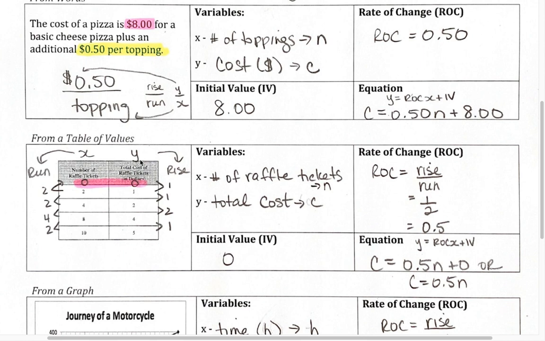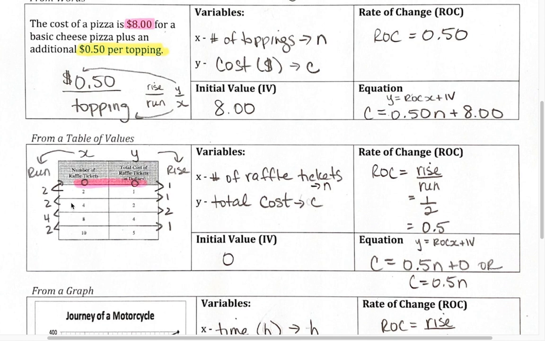So I know that in the table of values my rises are connected to my y's, because my y's go up and down. So I go from 1 to 2, I go up 1. To go from 2 to 4, I go up 2. To go from 4 to 5, I go up 1. And I know that my runs are my x's, because they run across this way horizontally.